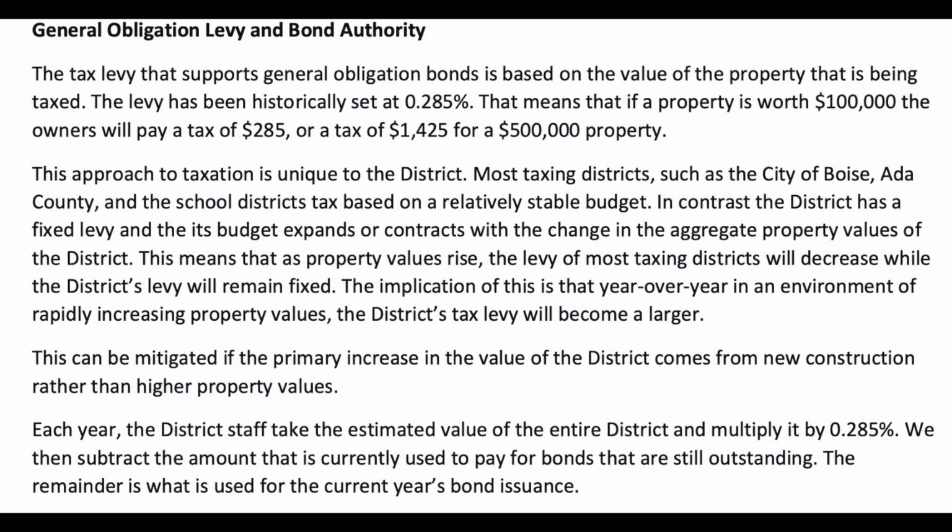Most taxing districts, such as the city of Boise and Eagle County, and the school districts, tax based on a relatively stable budget. In contrast, the district has a fixed levy, and its budget expands and contracts with the change in the aggregate property values of the district, if that makes sense. So if the property values go up or go down, then that will change because they are trying to maintain and pay a debt service. So if the property values go down, then that debt service can't get paid if it's based on those property values, if that makes sense.